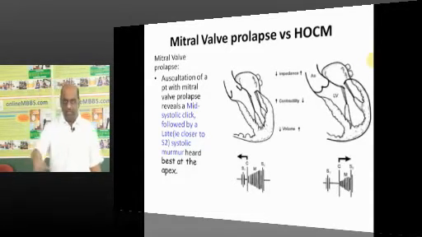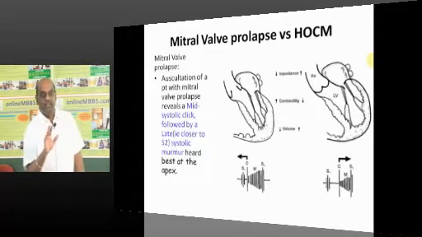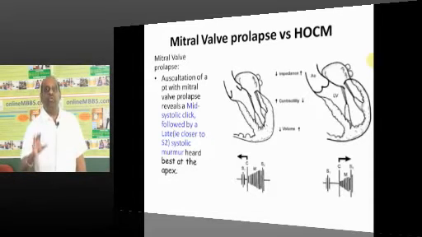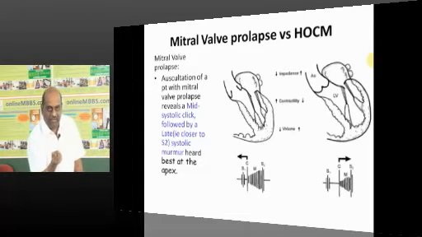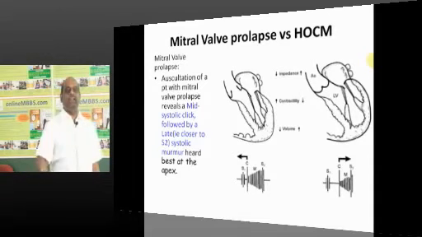If you decrease preload, the left ventricle size becomes small, and HOCM and MVP both will worsen. Decreased preload will worsen the HOCM and also the MVP murmur. Decrease the preload, decrease the size of the LV, and the MVP prolapse will increase. HOCM dynamic obstruction also will increase.